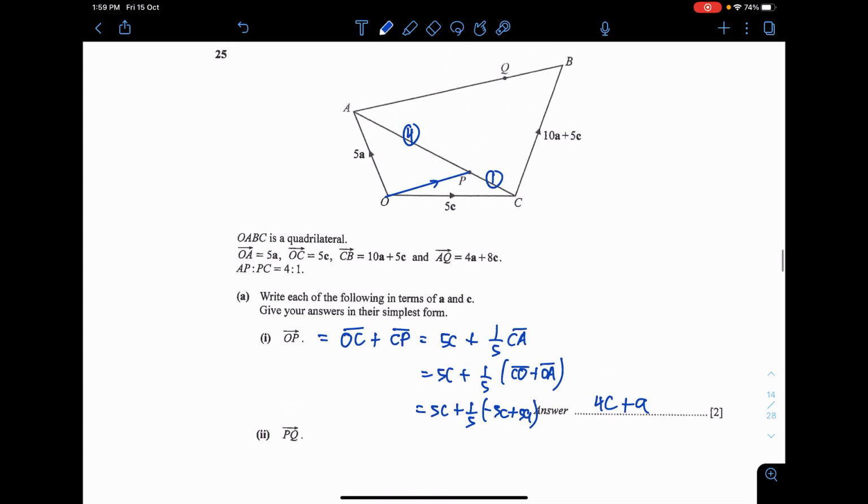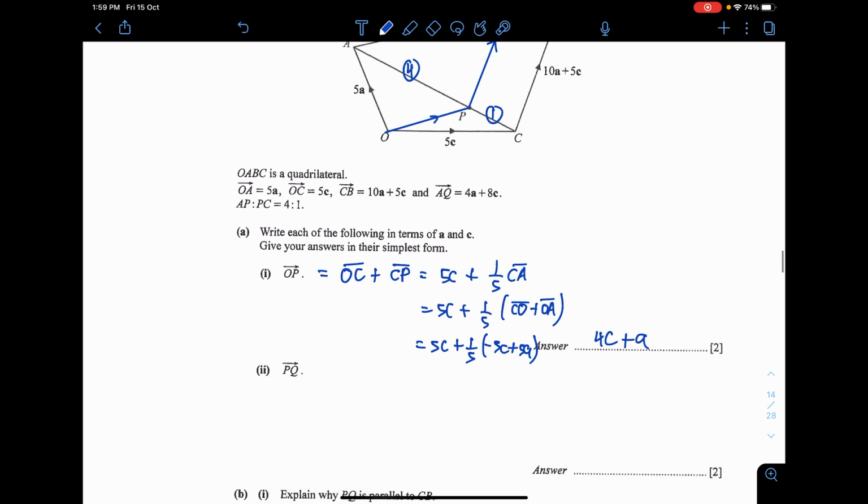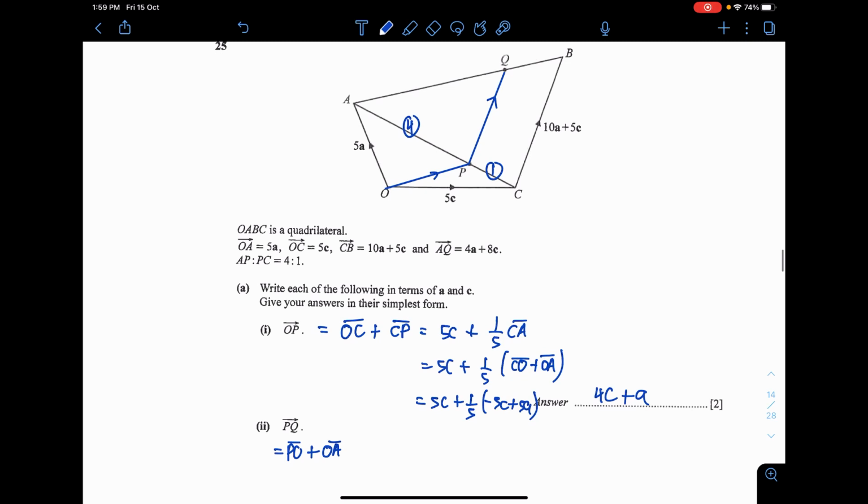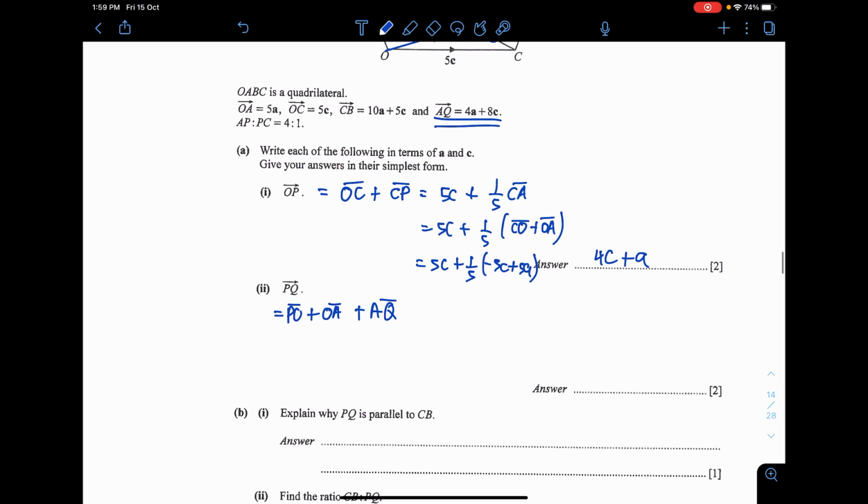PQ. Okay, I need to go from P to Q. Alright, that is quite a journey here. I can take PO first, plus OA. Okay, the directions you see guys, from P to O, then continue from O to A, and then from A to Q. That's how I do it. Okay, I know the AQ already, so that would be quite nice.